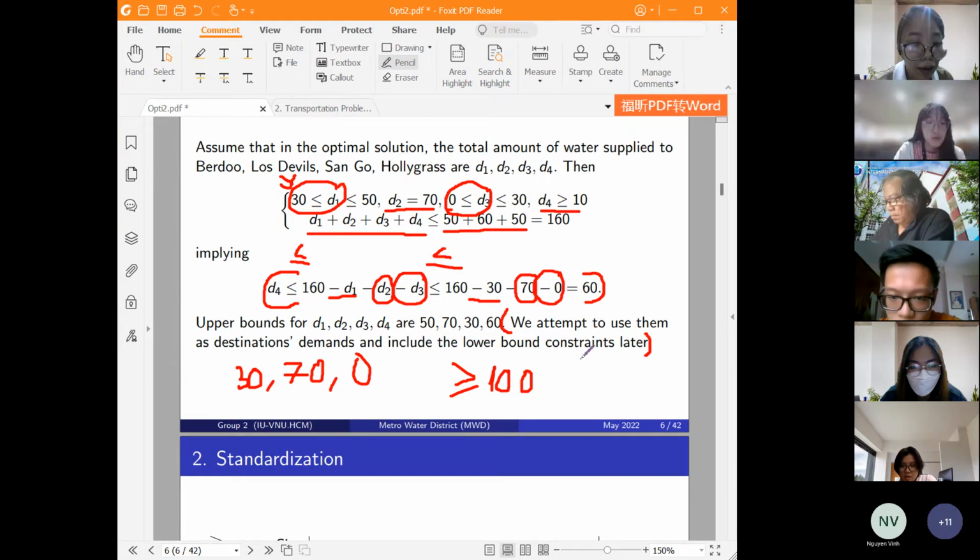Because we tend to use them as the destination demands and include the lower bound constraint. The upper bounds are 50, 70, 30, and 60.